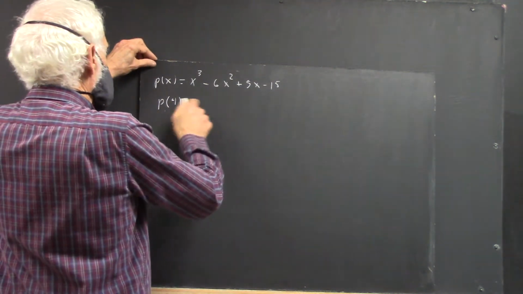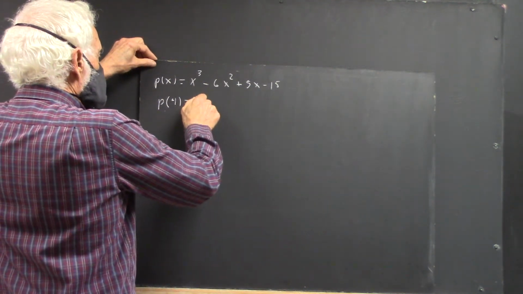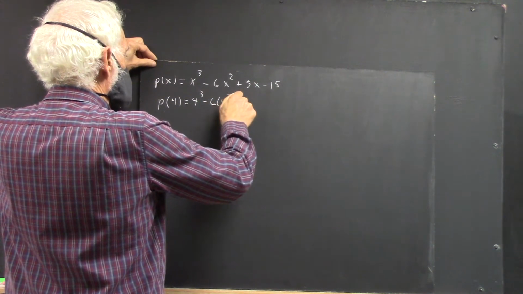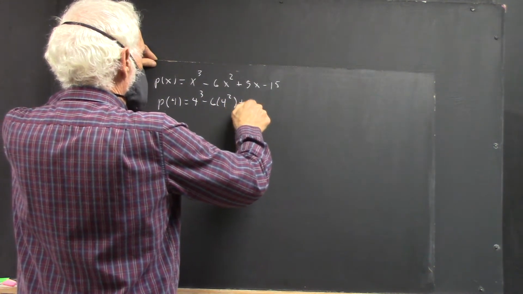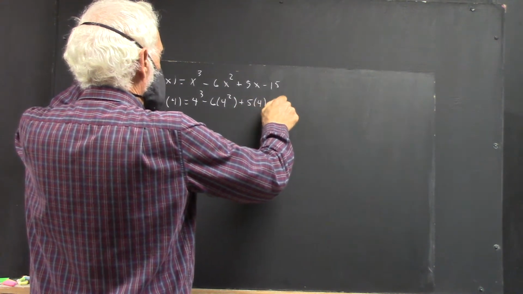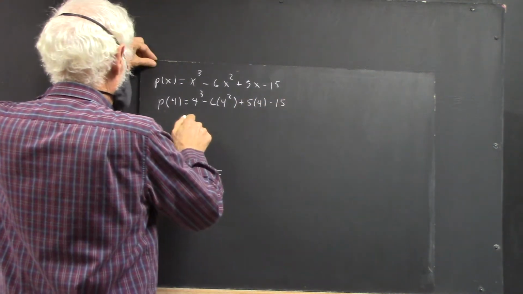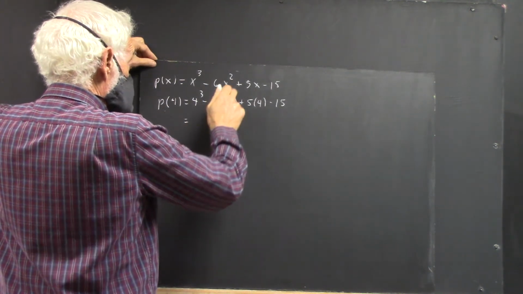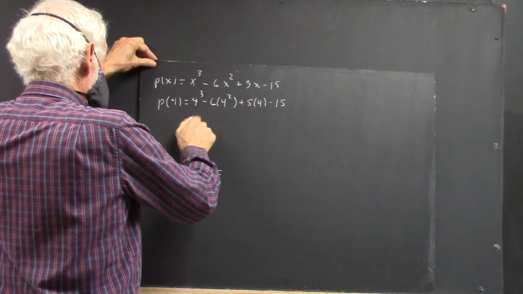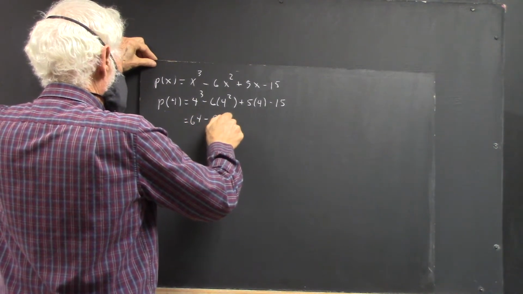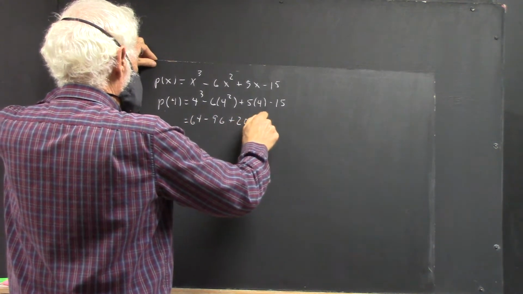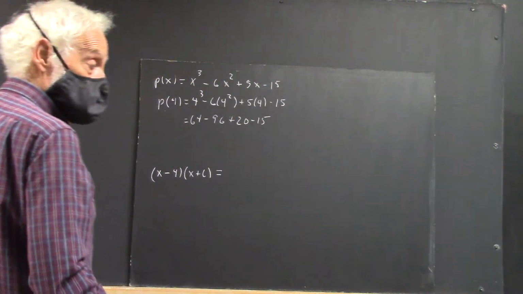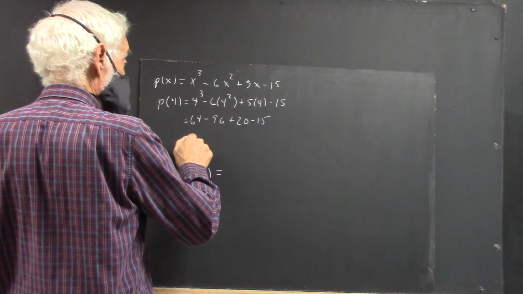Okay, so this gives us then p of 4. It's then going to be 4 cubed minus 6 times 4 squared plus 5 times 4 minus 15. Notice I'm squaring the 4, not multiplying the 4 by the 6 before I square it. Okay, that's 64 minus 96 plus 20 minus 15, and check my arithmetic. I do it quickly in my head, and you never know what's going on in my head, neither do I.